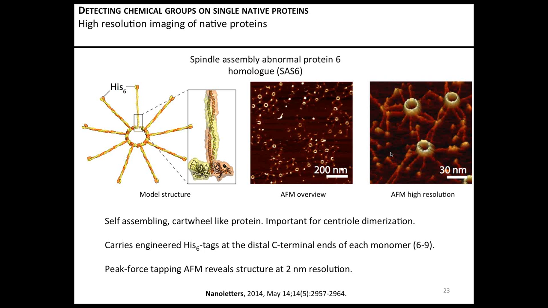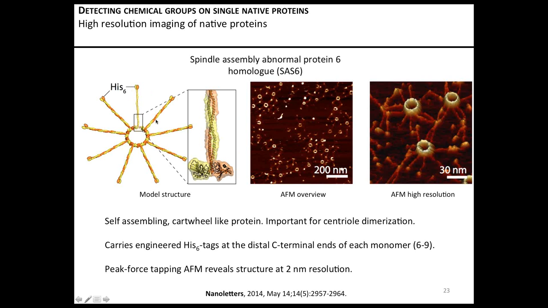So it's basically a cartwheel protein which is surrounded by microtubules. And as you can see here, it's a ring-shaped protein which has some 6 to 9 spikes around it. And what is so special about this protein is that it has some engineered HisTags at the C-terminal distal parts of these spikes. And this is really useful for us because we know where we expect our specific interaction.